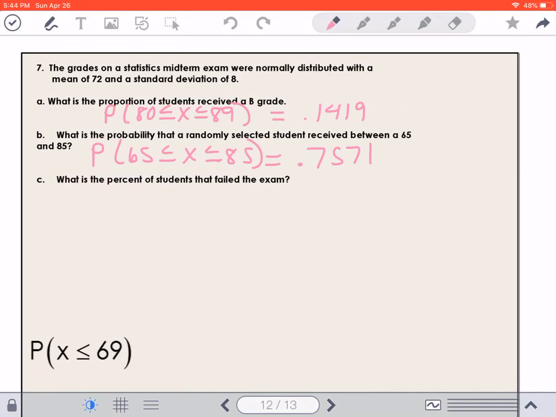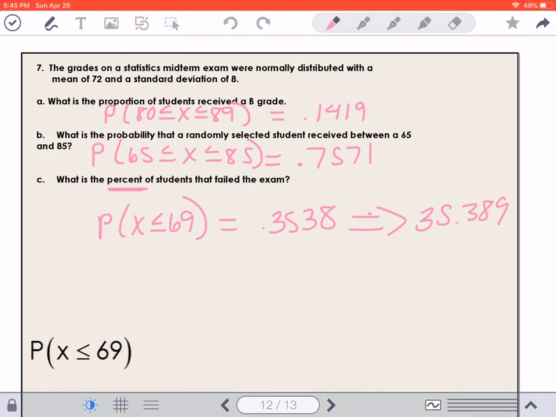Problem number C says, what is the percent, remember, words matter, very much so in statistics, what is the percent of students that failed the exam? So if we're looking for people that failed the exam, that's going to be people that made less than or equal to a 69 on the exam. So put all this data in your calculator, and what you get as the probability is 0.3538. But be mindful, am I asking you for the probability? And the answer is no, I'm not asking you for the probability. What I'm asking you for is the percent, right? And the percent, shift that decimal 2 places to the right, is 35.38%.